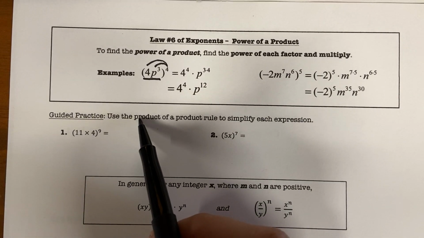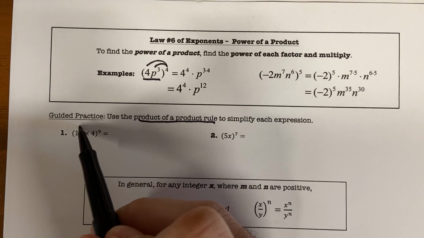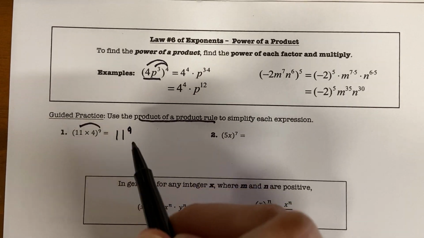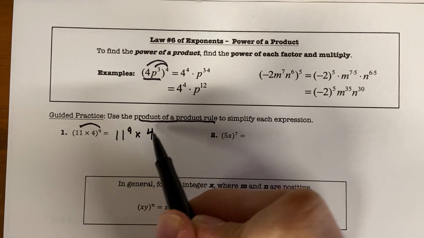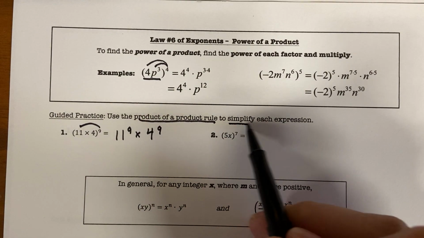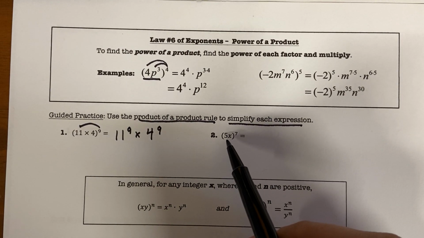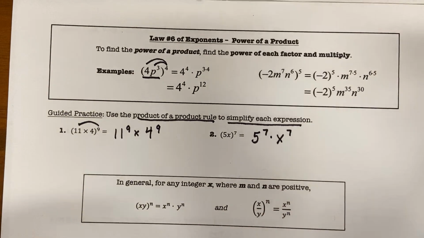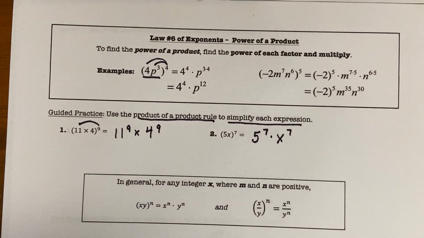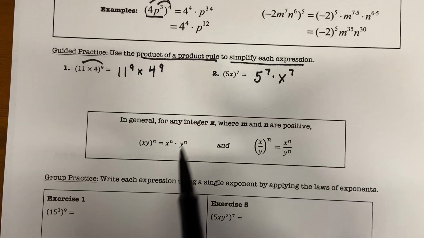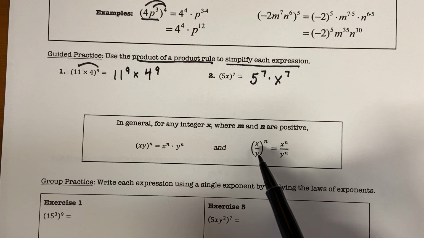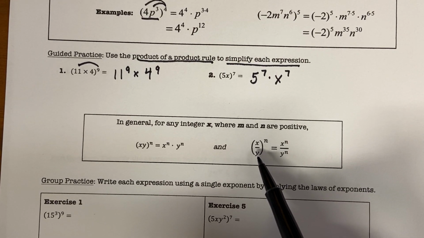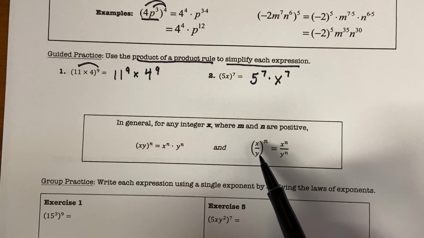If I wanted to find the power of a product, well, the 11 is being raised to the 9th power, and so is the 4. Okay, I'm not asked to evaluate, I'm just simplifying. Or here, not only is the x being raised to the 7th power, but so is the 5. So 5 to the 7th power times x to the 7th power. A common mistake is forgetting about the coefficient in front. So whether you are having 2 variables being multiplied or 2 variables being divided, so long as they are in parentheses, they are both being raised to the power.